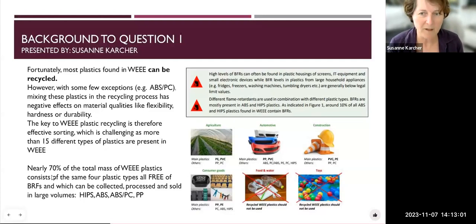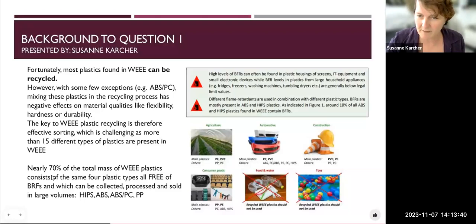What we know is that high levels of BFRs can often be found in plastic housings or screens. But we also know that there is equipment where we can almost say for sure that any BFRs would not be in there or would generally be below legal limit values. I'll share more with you about this later. What needs to be known is that about 10% of all the ABS and HIPS plastics found in e-waste contain BFRs. So 90% don't. They are not even treated with BFRs. So we should make a case of how we recycle and reuse them better.